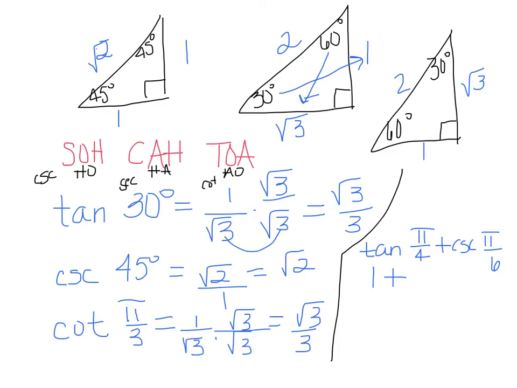Cosecant, look, I already had it labeled. My reciprocal function is sine. So that's h over o for the cosecant. Pi over 6, which is the 30 degree. So h, your hypotenuse, is 2. And across from the 30 is 1. So we have 1 plus 2, and that answer is 3. And there you have day 1 of right triangle trigonometry.